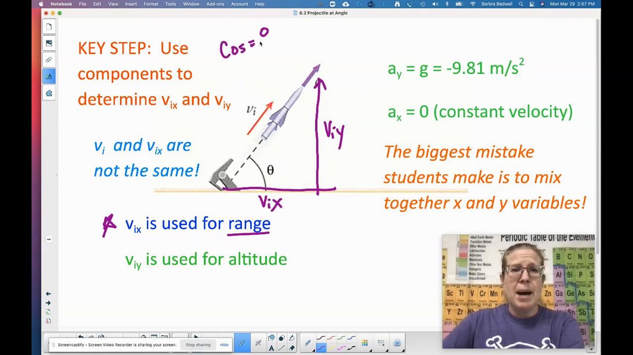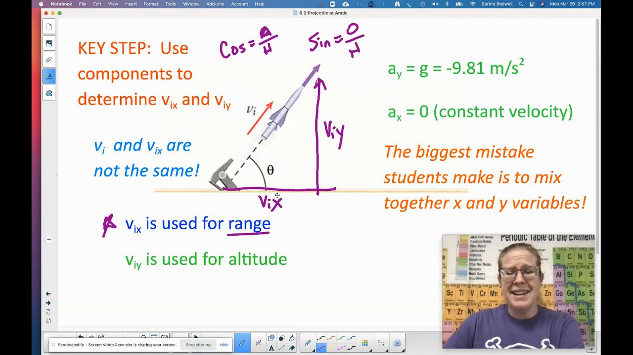Cosine is equal to adjacent over hypotenuse, right? So the way that we would solve for VIX, which is adjacent, right? And sine, sorry, what am I doing here? Guys, you got to stop me when I do this wrong. Sine is opposite over hypotenuse. I'm always used to doing that one first.